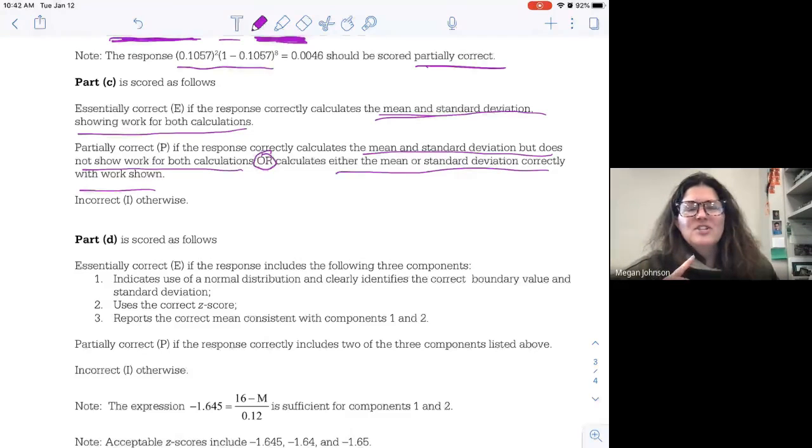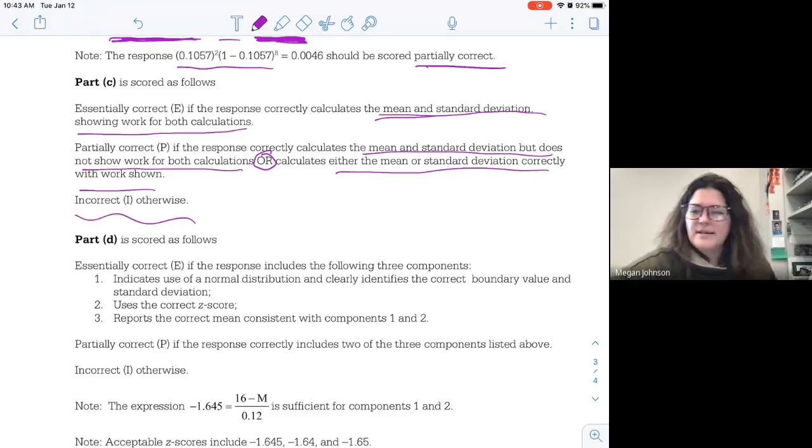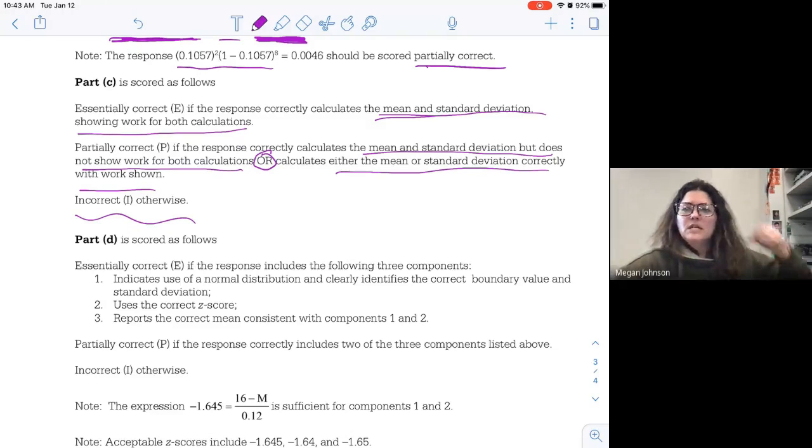The standard deviation is the one that's hard to remember. You have to add the variances. If you do that part wrong, but you did the mean right, you'll get a P. You'll get a P because you did the mean right. So there you go. And then incorrect otherwise. So basically, do both calculations, show your work.